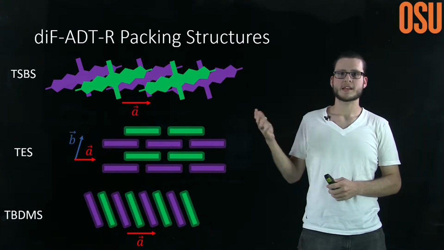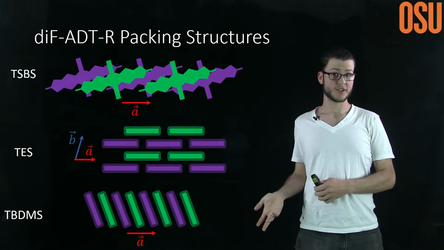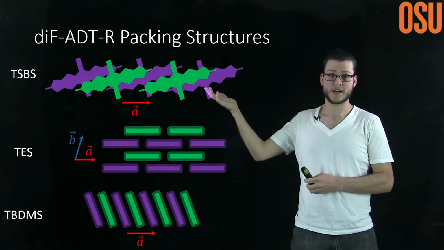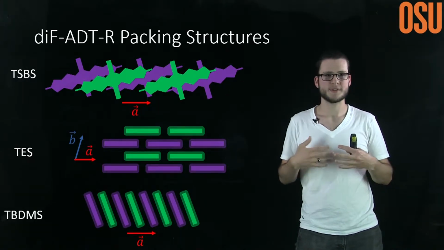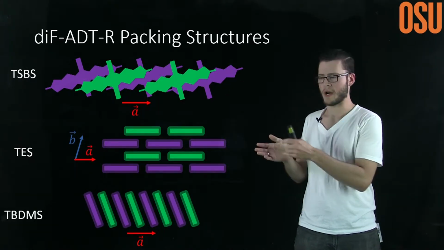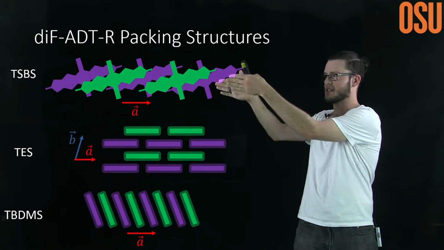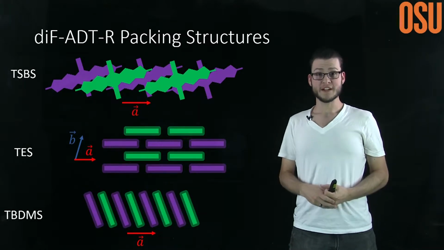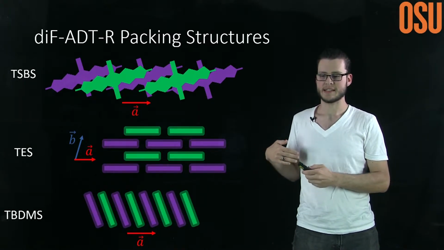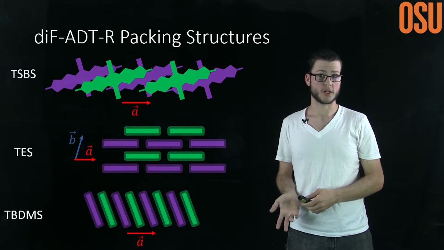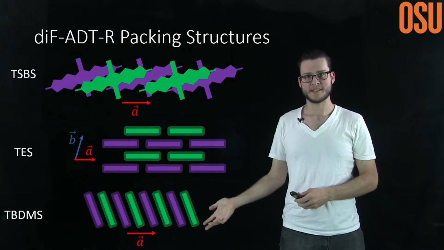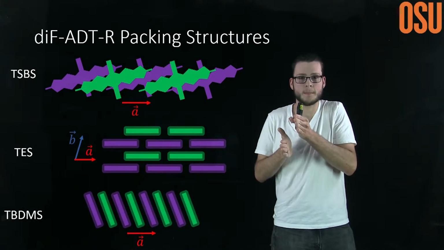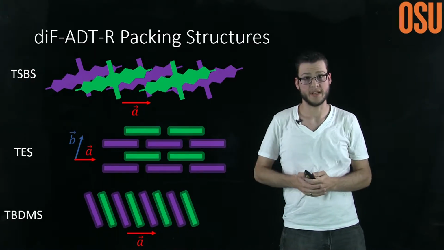So here we have a schematic representation of the crystal packing structure of ADT for various different side groups. So for the TSBS side group up here, you can see that the molecules tend to pack in a one-dimensional structure, where the backbone of the molecules tend to stack in this almost stepping stone pattern through 1D. For a different side group, for TES, you can see that instead it forms a two-dimensional brickwork structure. And then for TBDMS down here at the bottom, they also form a one-dimensional stack, but this time the molecular backbones are very well aligned with one another.